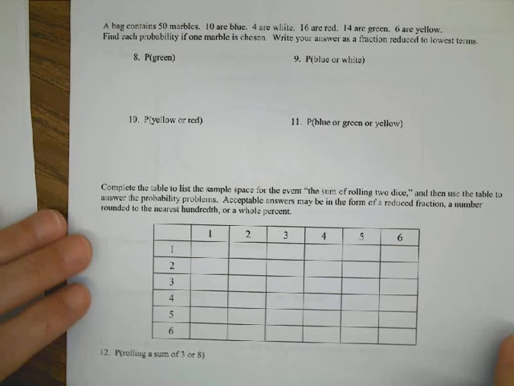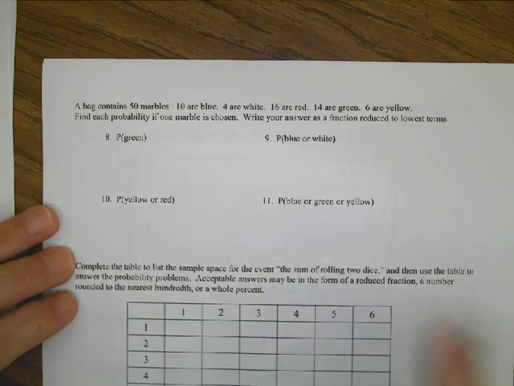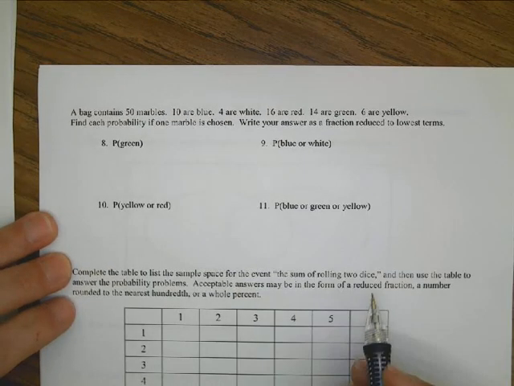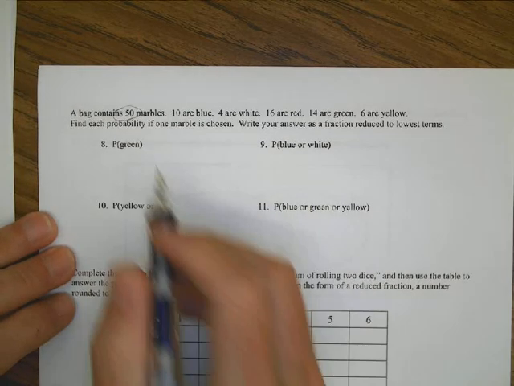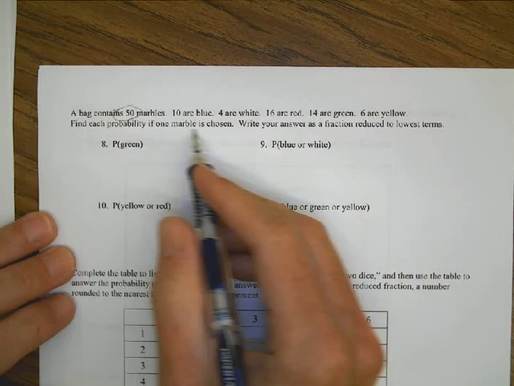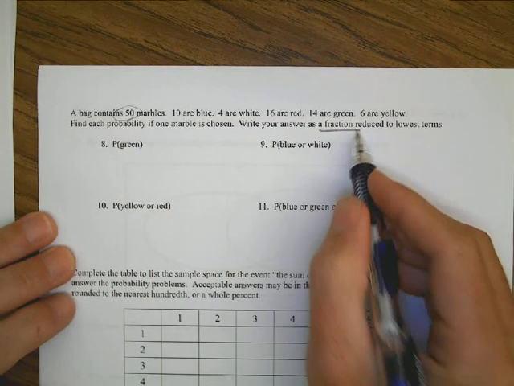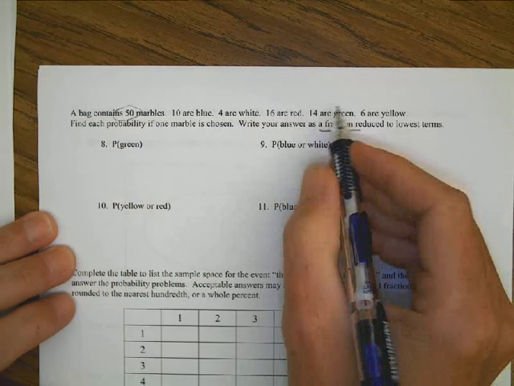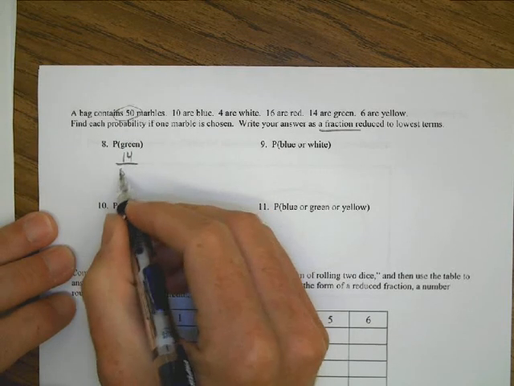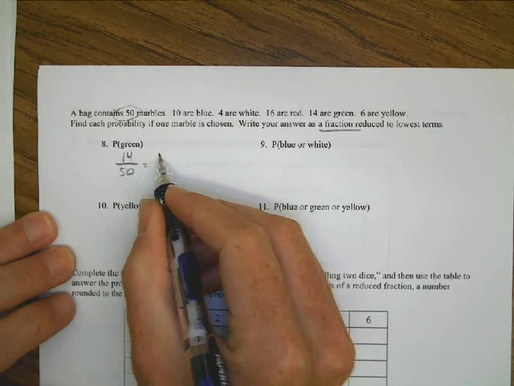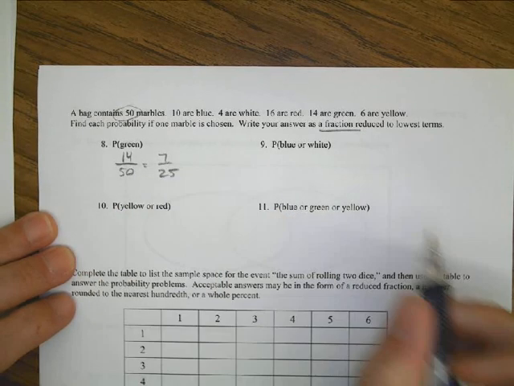We have a bag of marbles, and we have 10 blue, 4 white, 16 red, 14 green, and 6 yellow. 50 altogether. I want to find the probability of one marble chosen and write it as a fraction in reduced terms. So first of all, probability of green, there are 14 green out of a total of 50, and that can reduce down to 7/25.